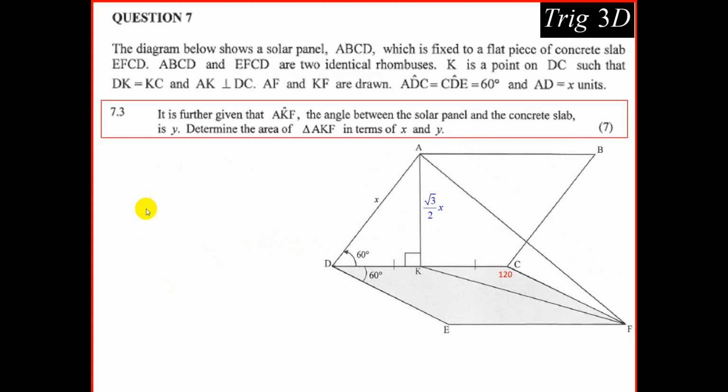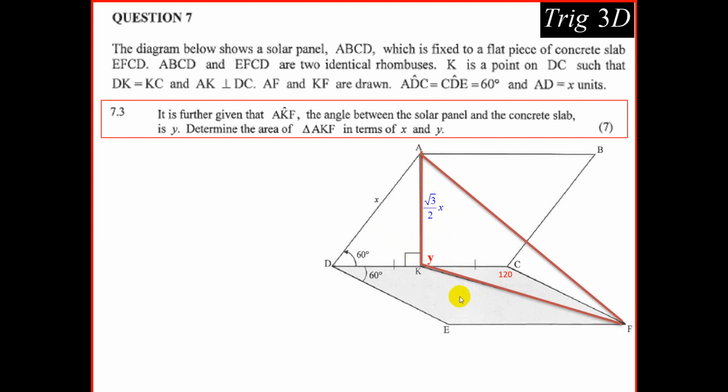7.3, the question now says it is further given that AKF, the angle between the solar panel and the concrete slab, is Y. Determine the area of triangle AKF in terms of X and Y. So they want us to find the area of AKF, and they tell us that this angle AKF is equal to Y. Remember in 7.1 we found that AK was root 3 over 2x.